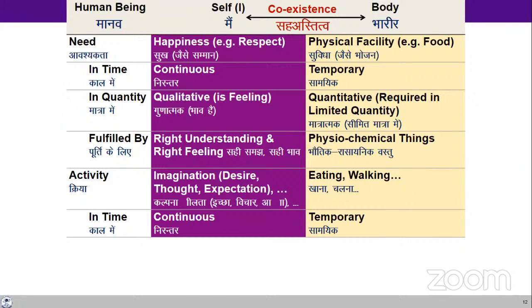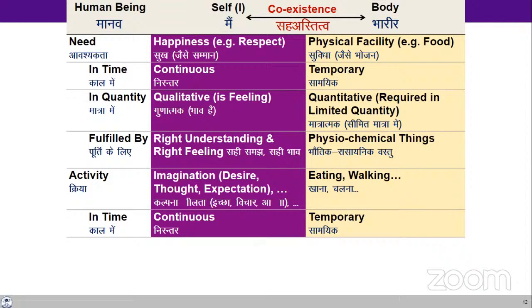Are we able to see this? The need of physical facility is temporary. But when we see the need of the self, I want to be happy. That's the need, I, the self. But do I need happiness only for some time or continuously? What do you think about this? The need of the self is continuous.